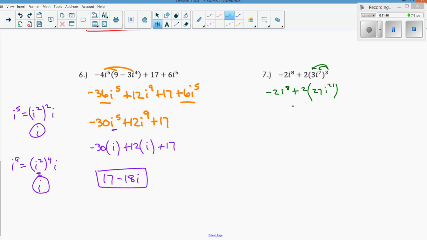Alright, I'm going to distribute. I get 54i to the 21st. I can bring this down. So I have 2 i's that I need to simplify. So I'm going to do some work over here.